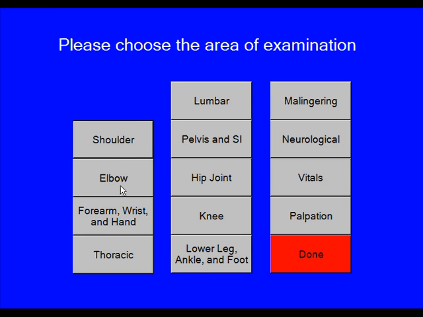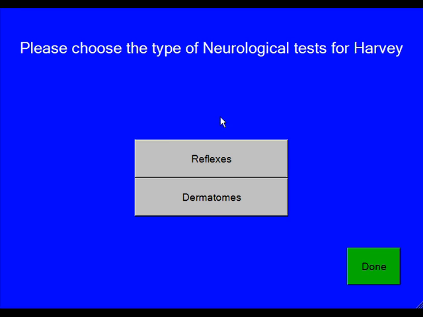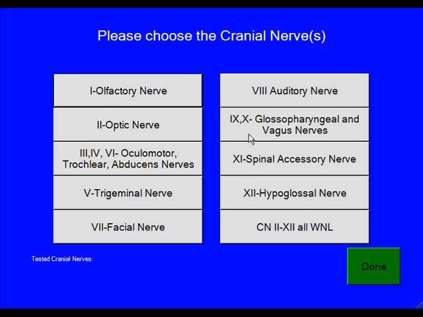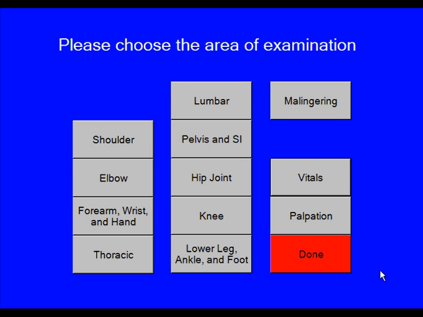All of these different orthopedic exams are all done in the same way. If you wanted to do neurological exam, you go ahead and hit neurological. You could either do cranial nerves, reflexes, or dermatomes. If you wanted to do cranial nerves, you would simply select cranial nerves. And if you found that cranial nerves 2 through 12 are all within normal limits, simply select that button. And same thing with reflexes and dermatomes. When you're finished, hit done.